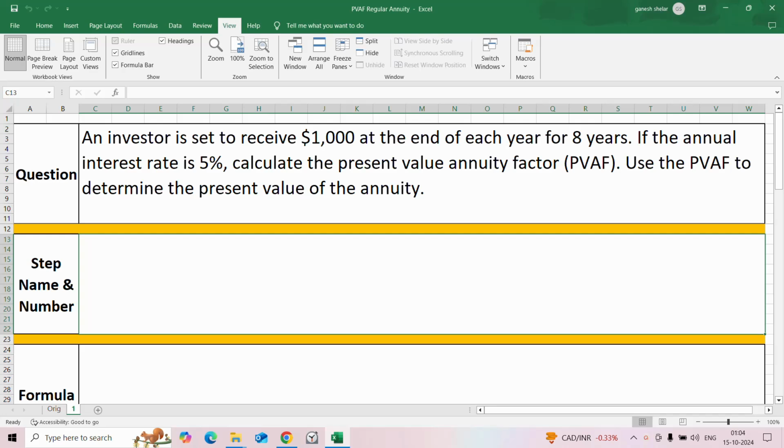The question is: an investor is set to receive $1,000 at the end of each year for 8 years. If the annual interest rate is 5%, calculate the present value annuity factor. Use the PVAF to determine the present value of the annuity.